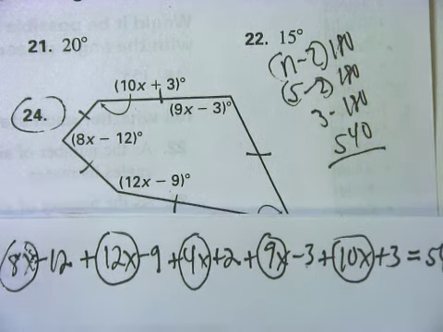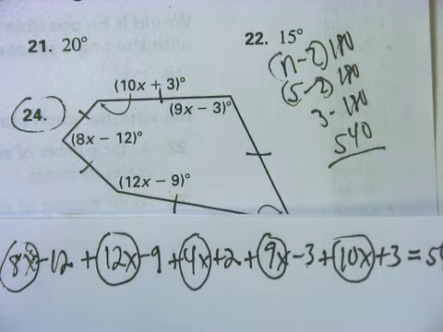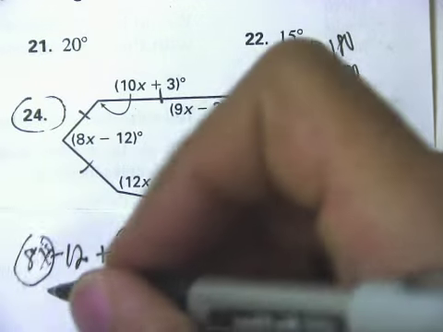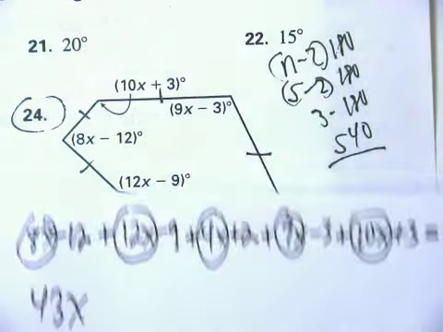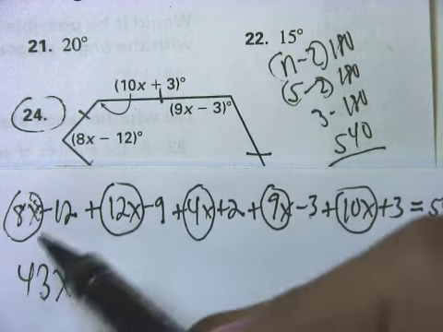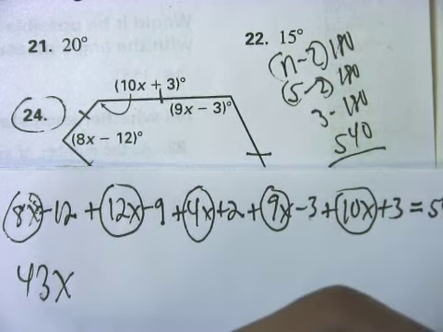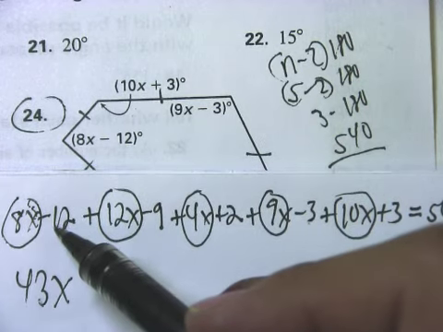Well, let me add all my like terms together. Let me put all the like terms, all the x's, together first. Well, 8x and 12x and 4x and 9x and 10x. I'm adding up all those x's together. Let's add those all together. 8 plus 12 plus 4 plus 9 plus 10, and they're all positive, gives me 43x.